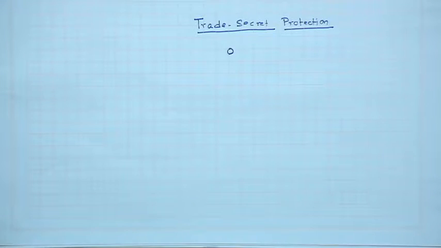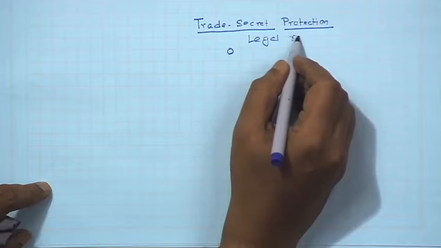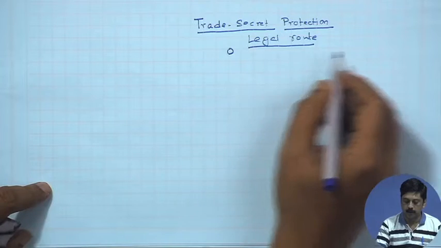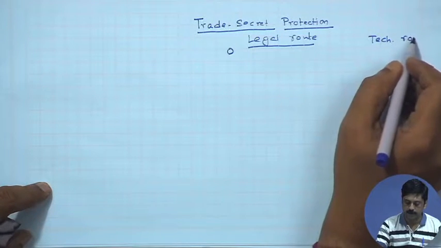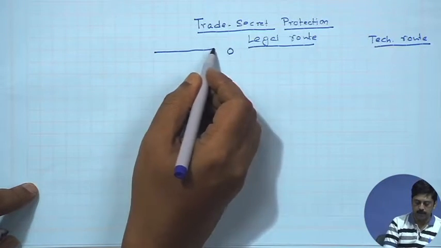So now I will discuss the methods adopted or in practice for trade secret protection. One is, let's say, legal routes. Then you may consider technical routes. Then management routes.